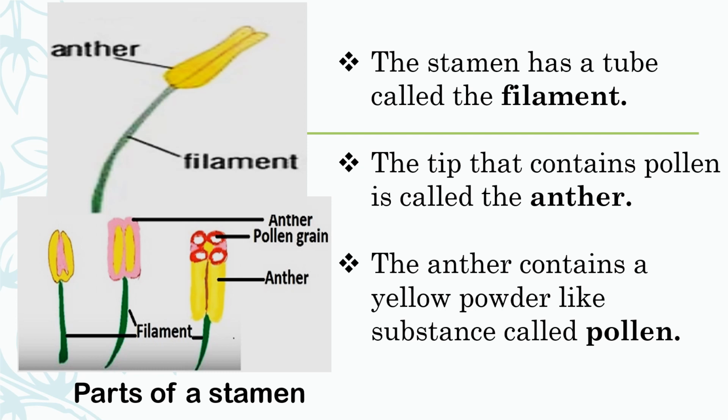Look at these pictures. This is a structure of a stamen. The stamen has a tube called the filament. The tip that contains pollen is called the anther. And the anther contains a yellow powder-like substance called pollen.